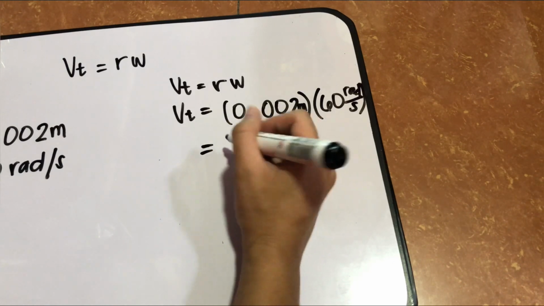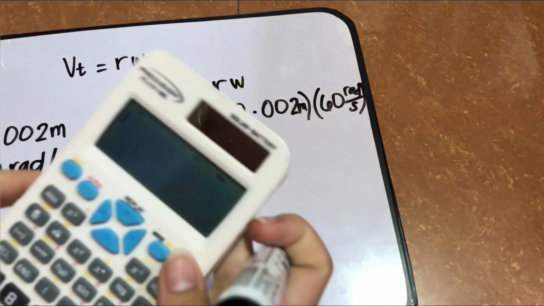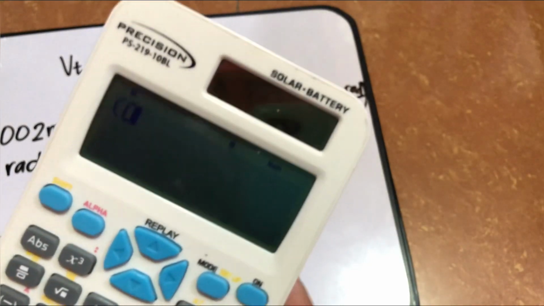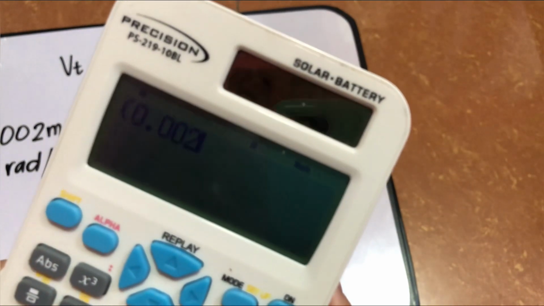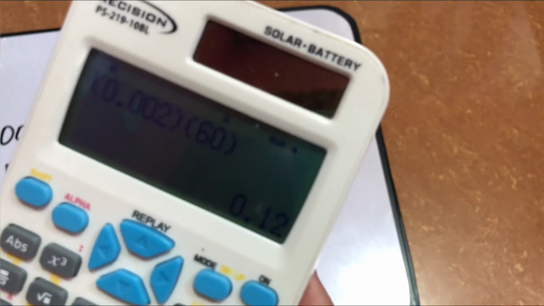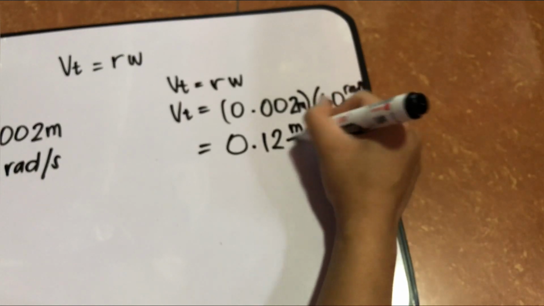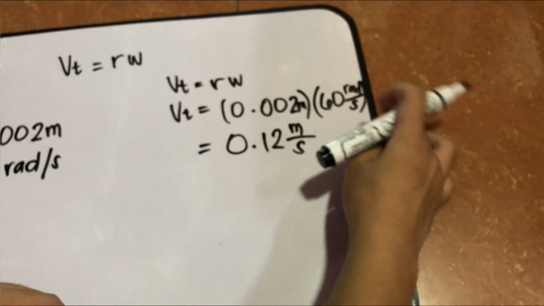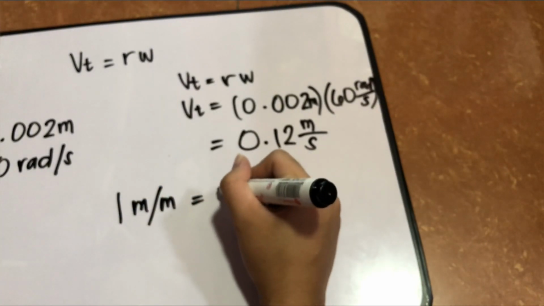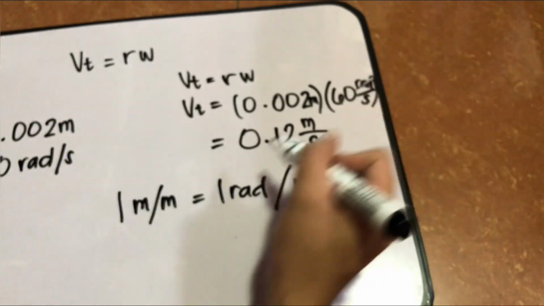So, let's solve it. 0.002 times 60 is equals to 0.12 meter per second. You might wonder why the radian disappeared. That is because 1 meter per meter is equivalent to 1 radian, so it automatically cancels out, since it is 1 meter per meter.